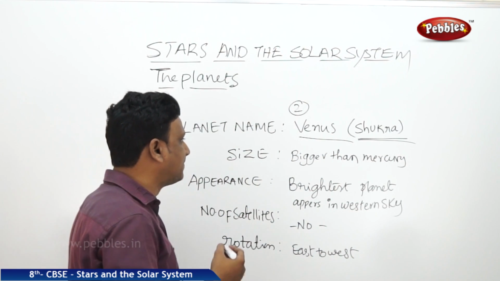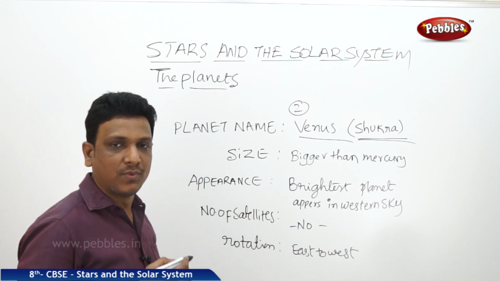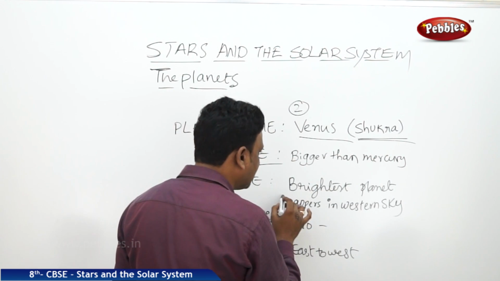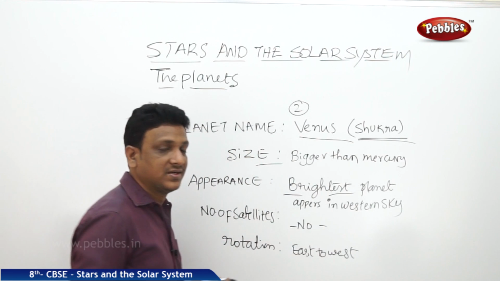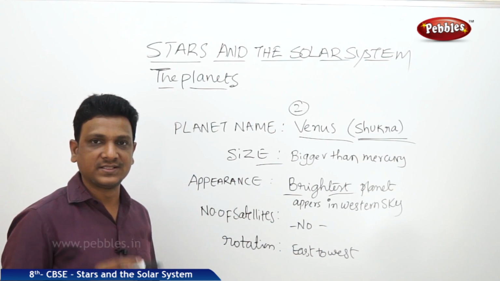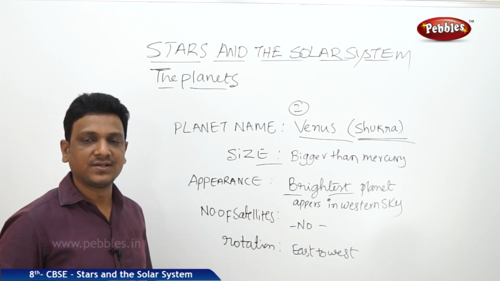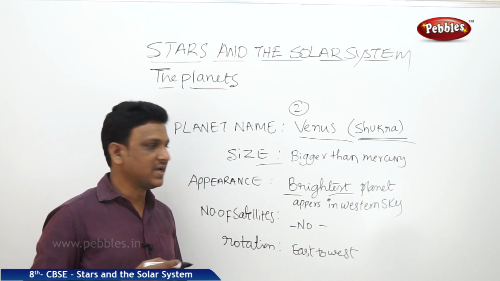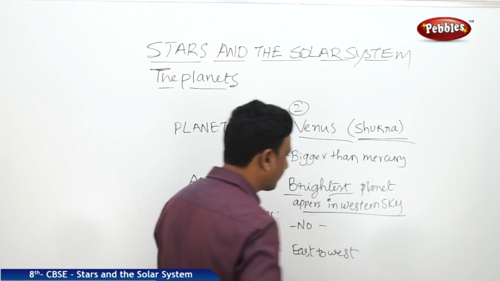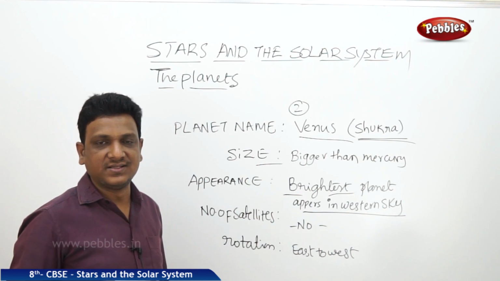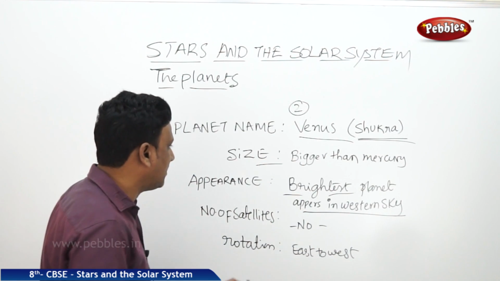So the size is, it is bigger than Mercury and comparatively smaller than Earth. It is the brightest planet, usually seen in the sky in the morning and evening. Sometimes it is called morning star or evening star, but actually it is not a star. It is a planet. It appears in the western sky.